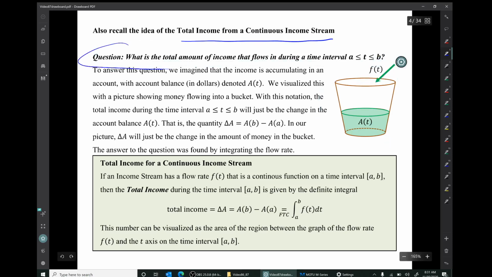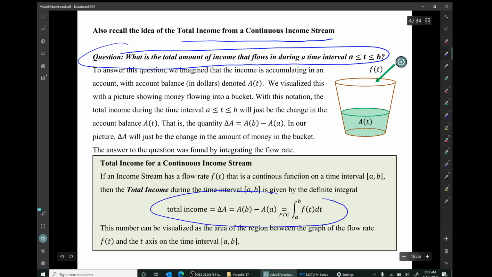The answer to this question, what's the total amount of money that flows in, was this integral formula. The total income, delta A, is equal to the definite integral of the flow rate. And I should abbreviate the total income as capital TI.